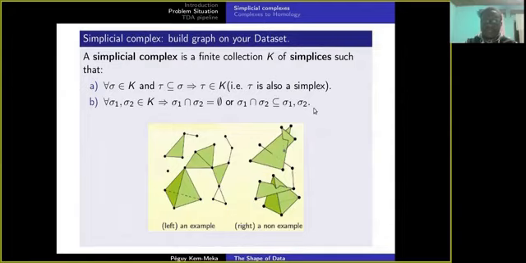Now let's define the notion of simplicial complex. A simplicial complex is just a finite collection of simplices satisfying A and B. For example, on the left-hand side here, I have a valid simplicial complex. On the contrary, on the right-hand side, I have an invalid simplicial complex because you can see here that the intersection of these two simplices is no more a simplex in both.